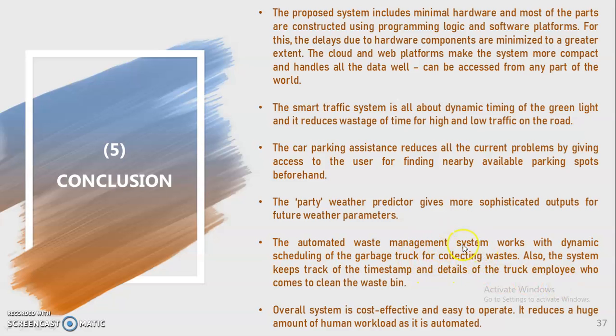And the dynamic scheduling is also very important, because all the full dustbins need to be cleared first. And the overall system is cost effective and very easy to operate, and all the signaling schemes and the control are very efficient while executing the hardware. We observe that it reduces the human workload as it is automated, which is the most important.